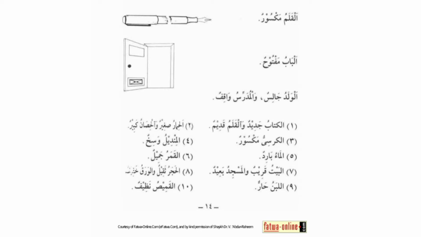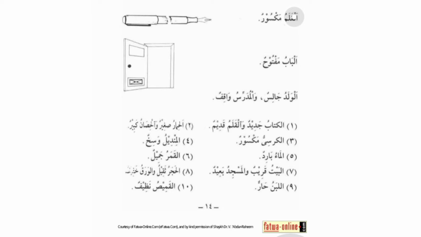So like I said, baytun means a house and al-bayt means the house. And qalamun, a pen, and al-qalam means the pen. And kitabun means a book. Al-kitab means the book. Jamalun means a camel, and al-jamal means the camel. So al-qalamu maqsur. The pen is broken.